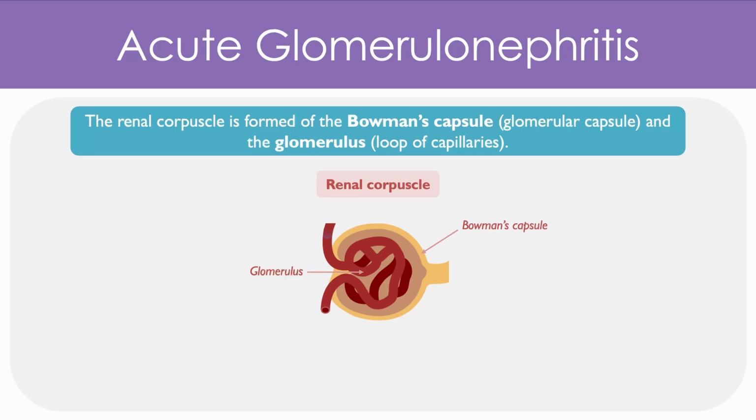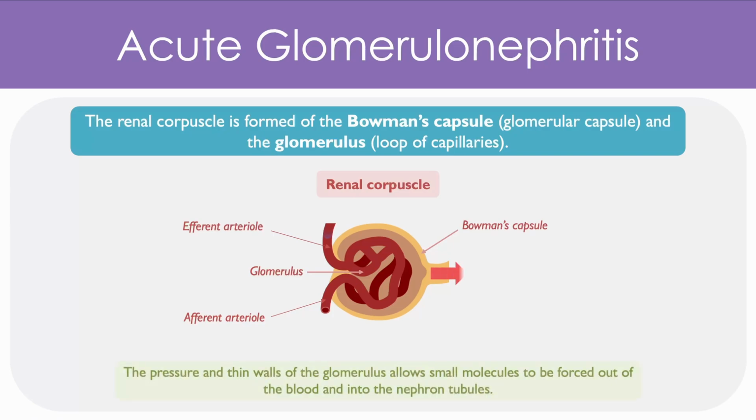Blood enters the glomerulus via an afferent arteriole, and then exits via an efferent arteriole. And the whole purpose of this structure is to use the thin walls of the glomerulus combined with the increased pressure to drive small molecules out of the blood and into the nephron tubules.